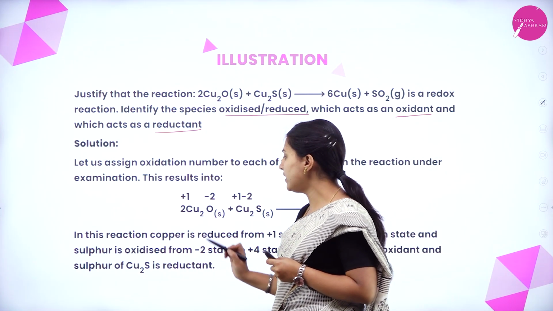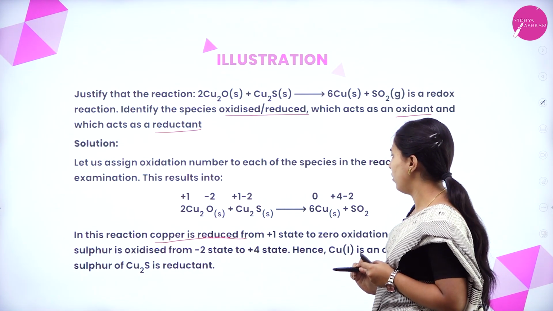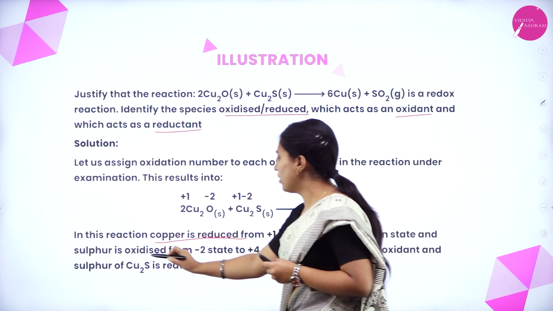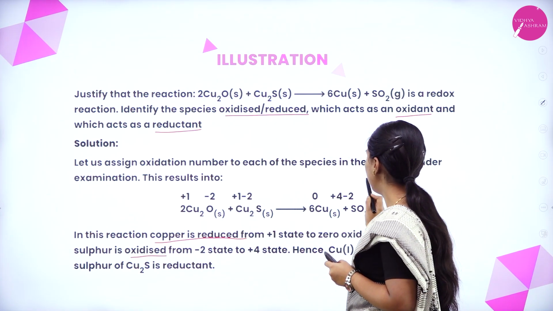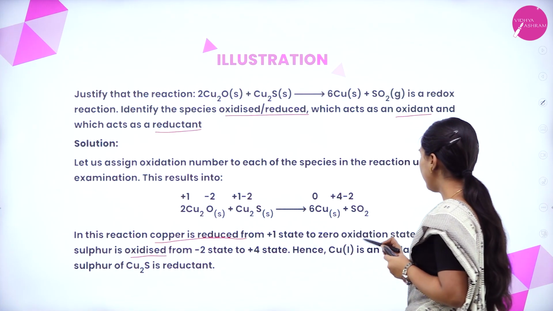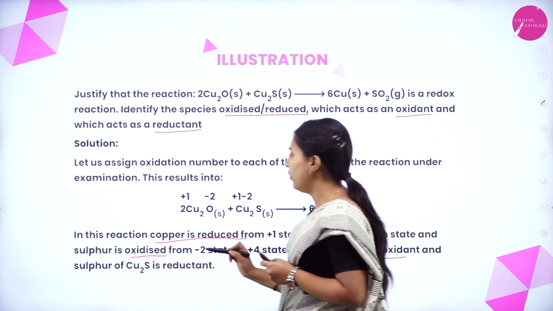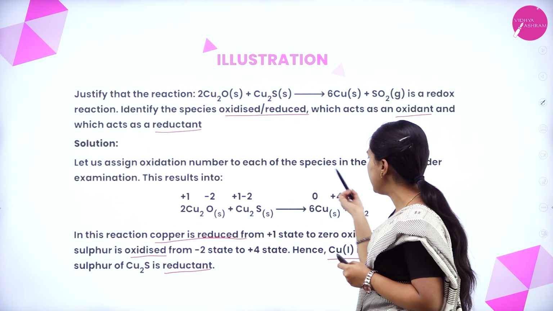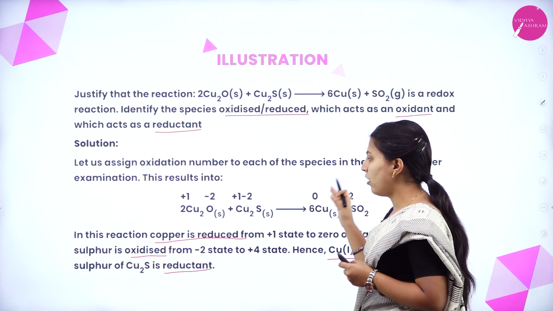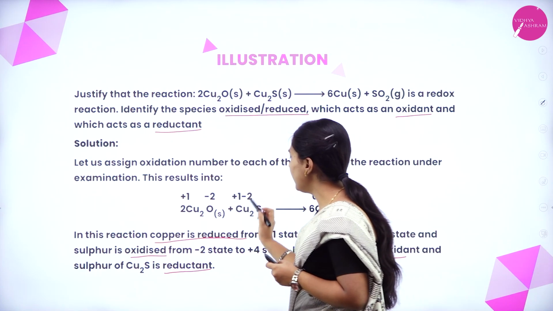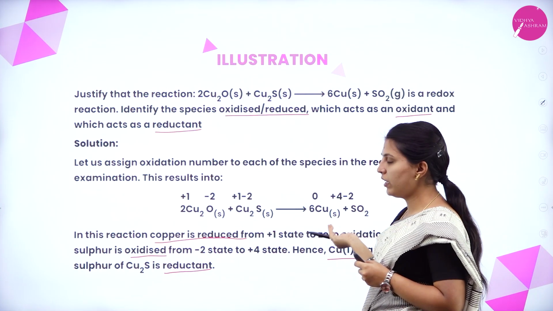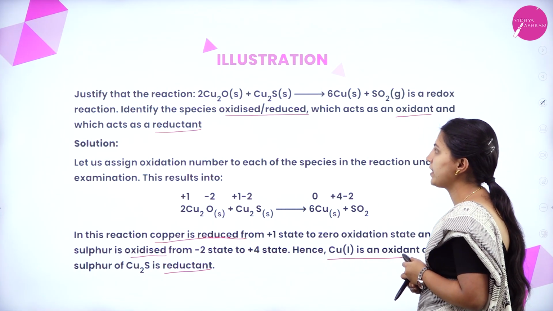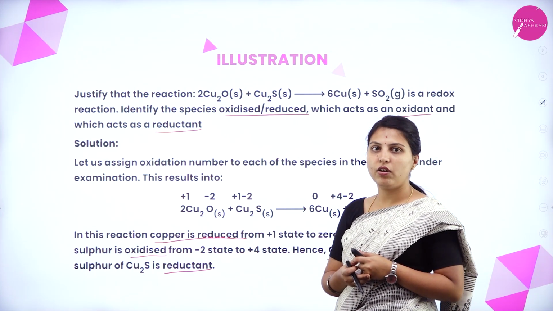In this reaction, copper is reduced, because +1 to 0, so reduced, and sulfur is oxidized because -2 to +4. Hence, copper(I) is an oxidant and sulfur of copper sulfide is the reductant. Here +1 to 0, it has been reduced, so it is an oxidizing agent, and here -2 to +4, it has been increased, so it is a reducing agent. This is an illustration to identify the oxidizing agent or reducing agent.